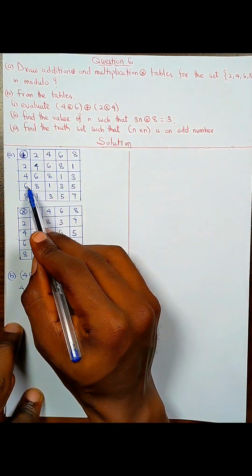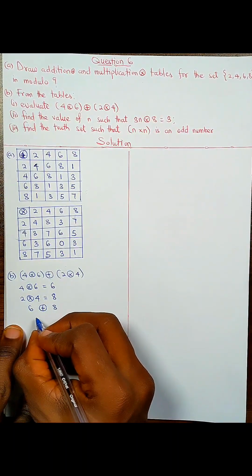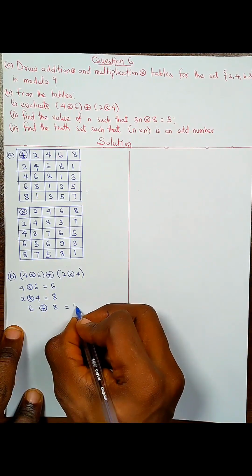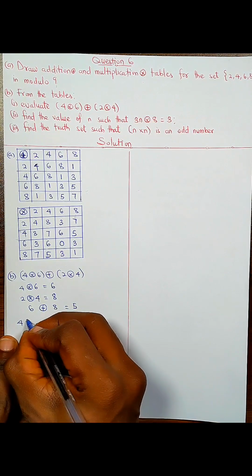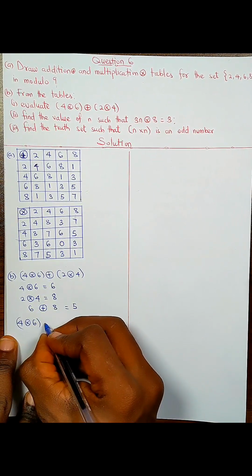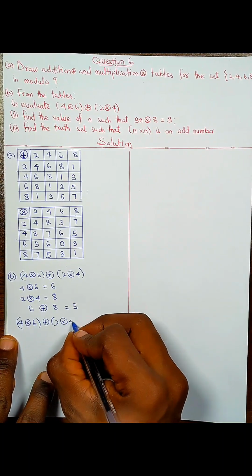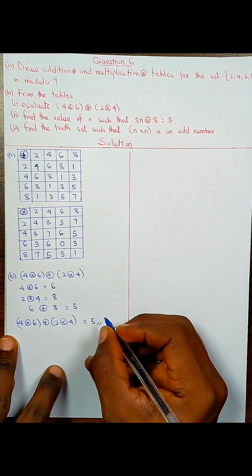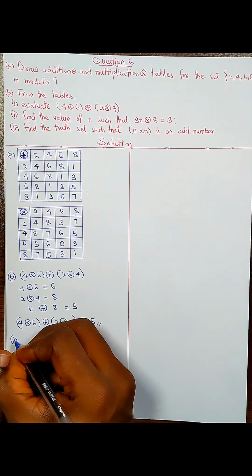Let's go to the table and look for 6 plus 8. It's also giving us what? A 5. So 6 plus 8 from the table is equal to a 5. That means that 4 times 6 plus 2 times 4 is equal to what? 5.